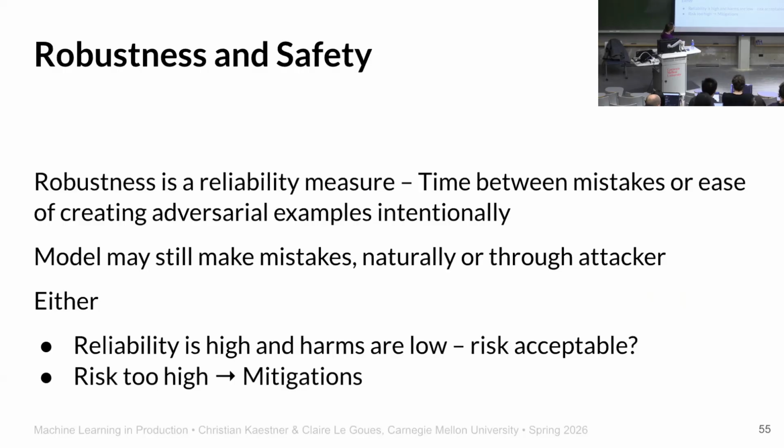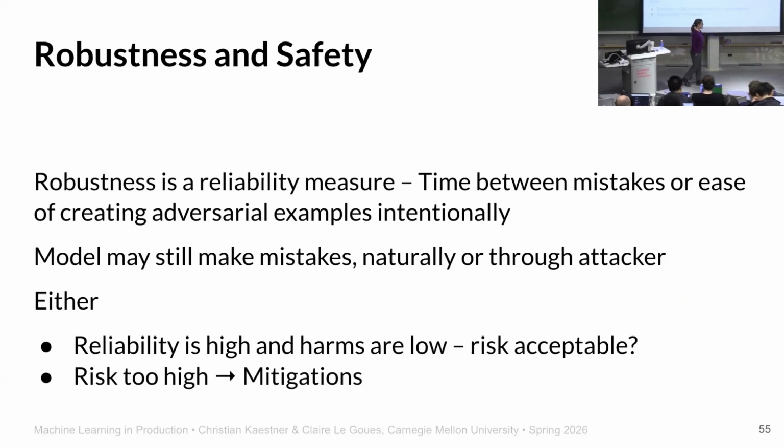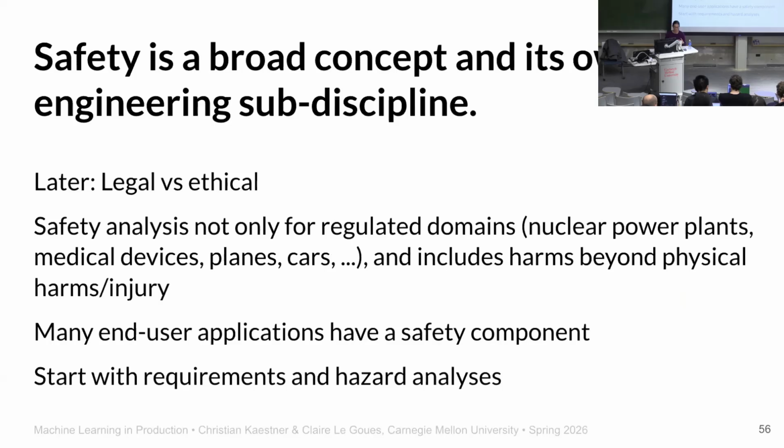So robustness, which is something we will talk about in a minute, at least when we're talking about software robustness, not necessarily model robustness, which is a separate thing, tends to be mean time between mistakes. It can be related to safety, but you want to think about, if reliability is high and harms are low, you may accept that risk, versus if the risk is too high, you need to have outside mitigations. A key point here is that safety is a really broad concept. It's its own engineering subdiscipline. Start with requirements and a hazard analysis, but remember that making the model better is never actually the only answer, the end. It factors into risk, but it's not the only thing that matters.